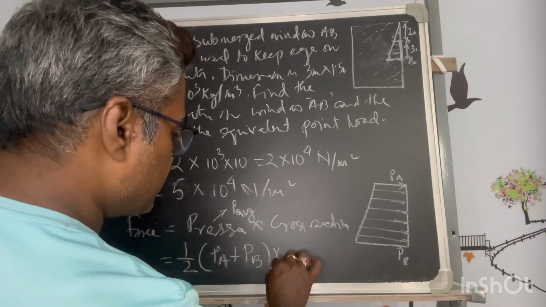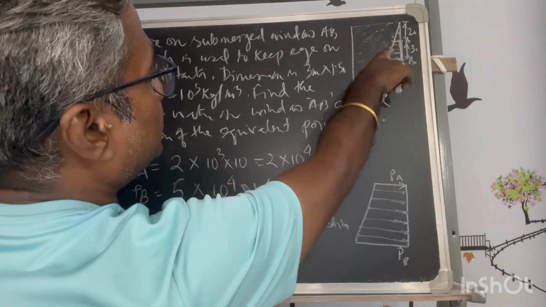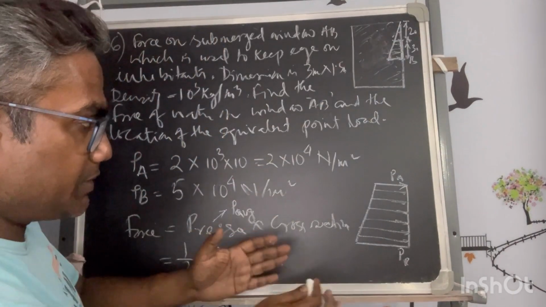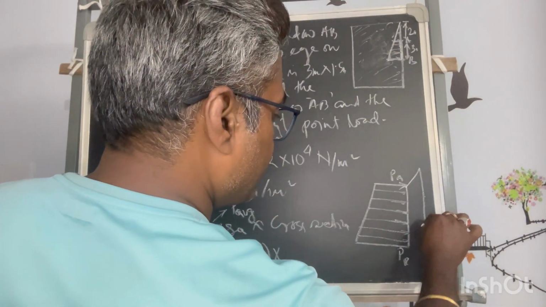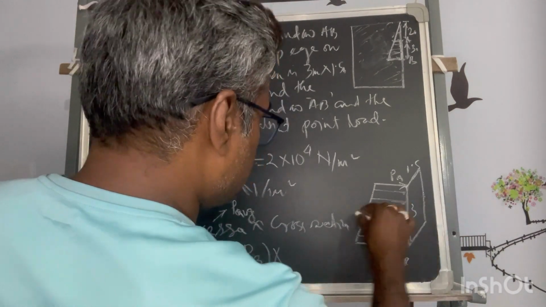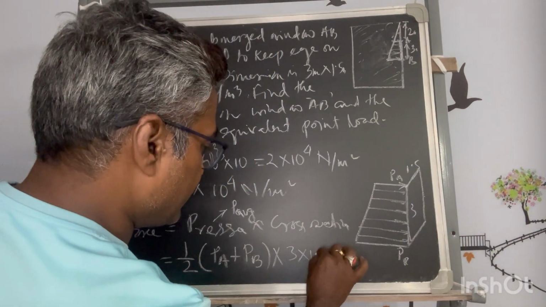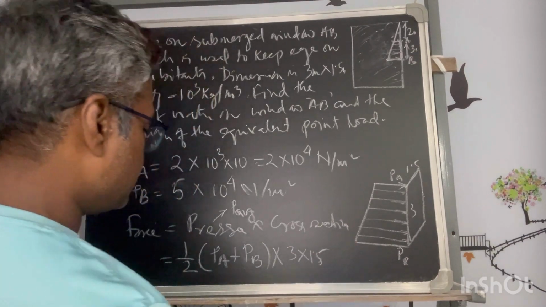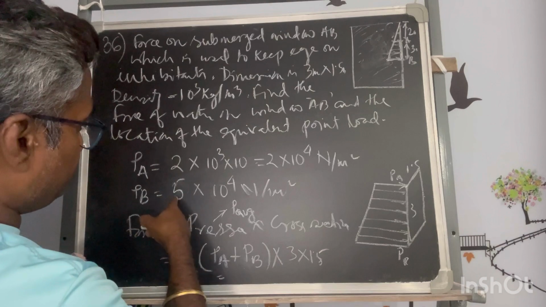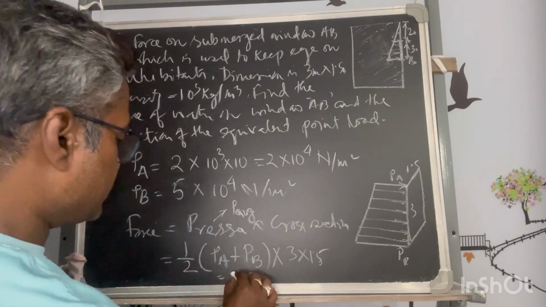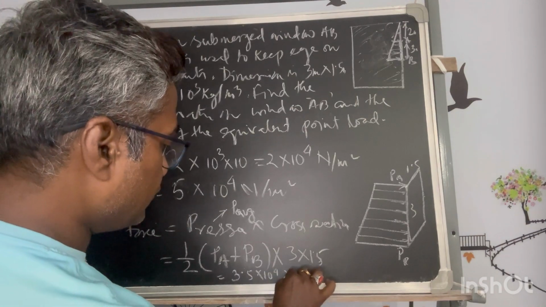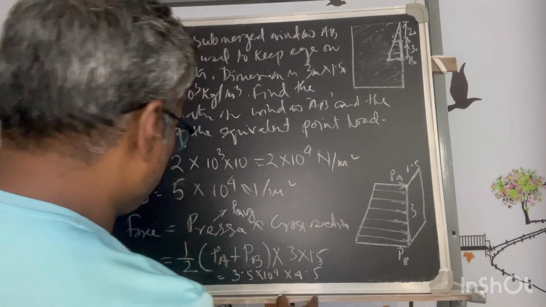Into cross section is equal to what? Cross section of the window on which the pressure is acting. But the window is something like that. This is 3, this is 1.5, this is 3, so this is 3 into 1.5, so this much. So this is equal to PA plus PB, you add 7 by 2, 3.5 into 10 to the power 4 into 4.5. So this will be your force.